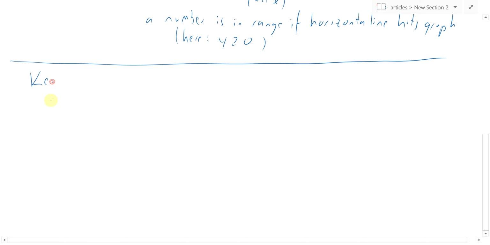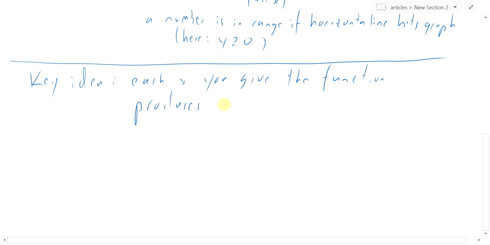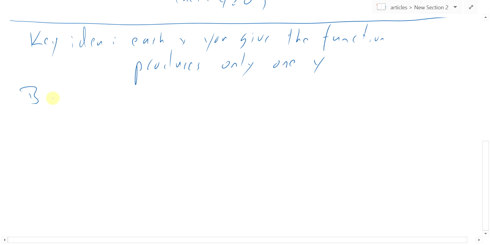Key idea about a function: each x you give the function produces only one y value, right? So these are bad examples of things that are not functions.